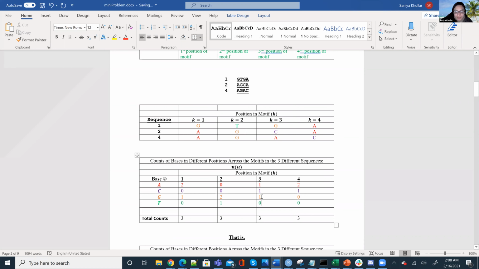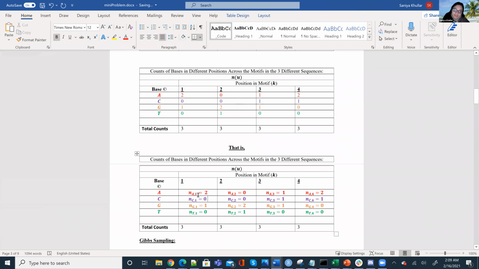We also find that we have 1 A in this third position, 1 C in this third position. We also have 1 G in this third position, but we do not have any T, so this is 0. And we have like 2 of these A's here, so this is 2. We have 1 C, and we do not have any G's or T's here. And when we add these up, these are 3 as they should be because we have 3 sequences. So the number of first positions would be 3, of second positions is 3, and 3 and 3. So this should add up to 3.